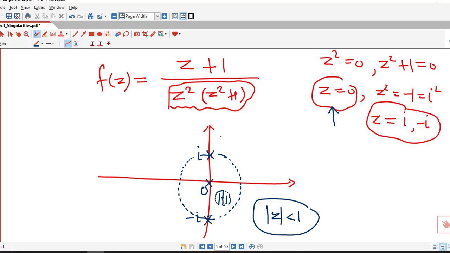Similarly, we can consider any neighborhood of the point z equal to i, and we will always find at least one point in this neighborhood such that the function is analytic at that point. There are an infinite number of such points, and similarly we can check by considering any neighborhood of z equal to minus i. So these 3 are nothing but singularities of the function f of z equal to z plus 1 over z square divided by z square plus 1.